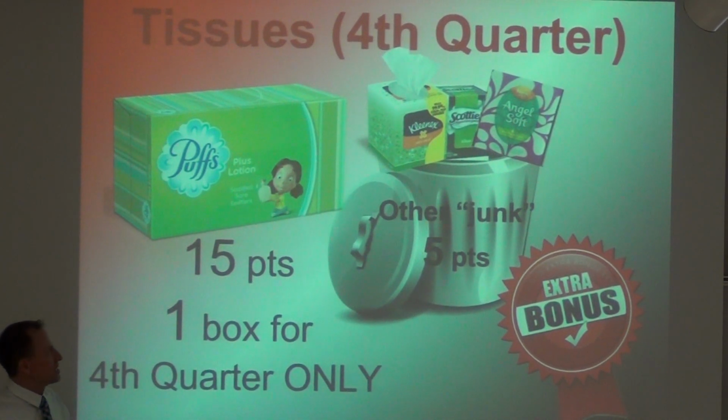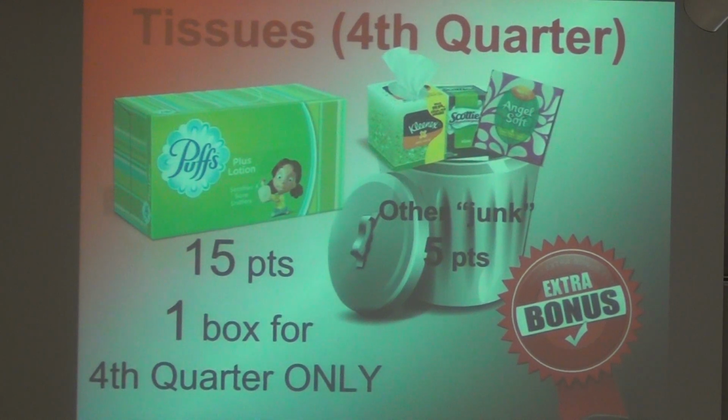We like good tissues in here, so you bring in Kleenex, Scotties, or Angel Soft. Sorry if anybody works there, that's more of a joke. Then it's only worth 5. And please, don't say, oh, I'll bring 3 of them in. We don't want 3 things that we're not looking for. We want 1 that we are. So if you have a box of Puffs Plus, you get 15 points. It's got to be the normal size, and that's extra. But that won't be until 4th quarter.